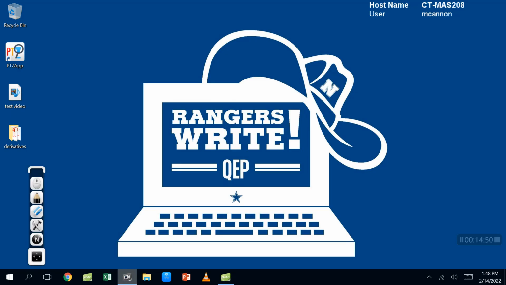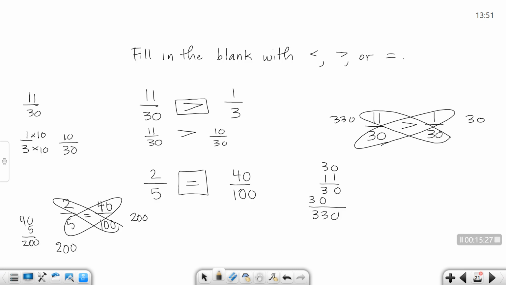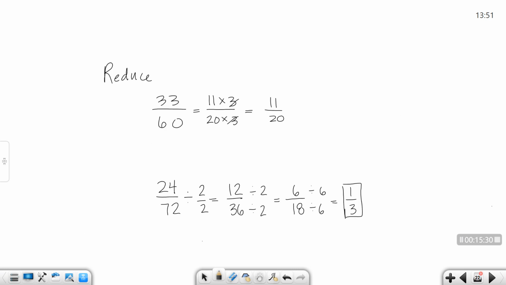Okay, so I gave you some that I had already worked, and some to practice. I asked you to write with a common denominator. If you were choosing 12 and 18, the common denominator that they go into is 36. And so if you turn them into 36ths, you get 21/36 and 10/36. On the bottom, those are also going to go into 36, 21/36, and to turn 2/3 into 36ths, you get 24/36. So those were some extra practice problems on write with a common denominator.